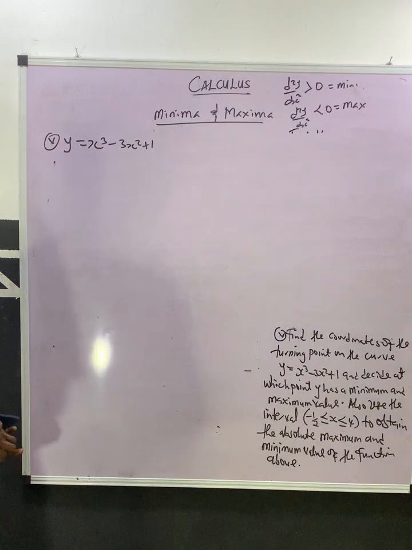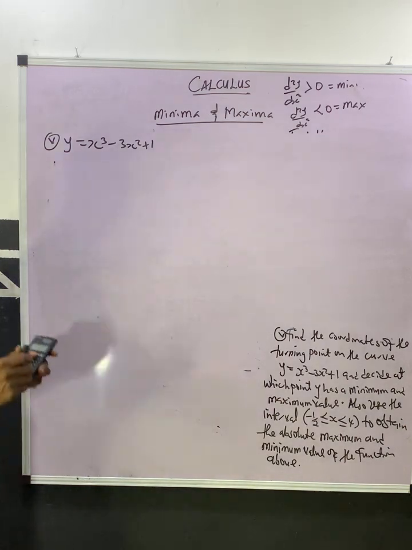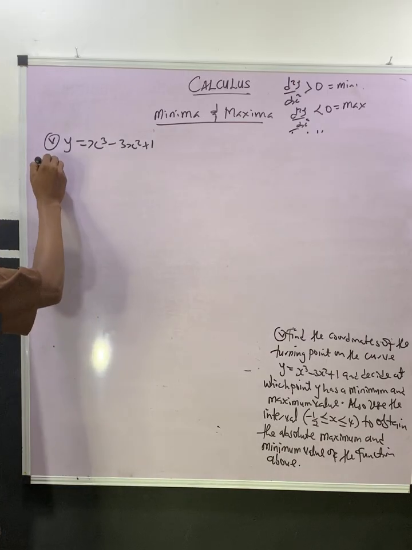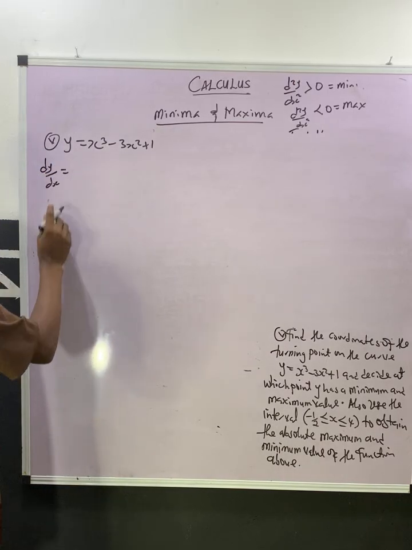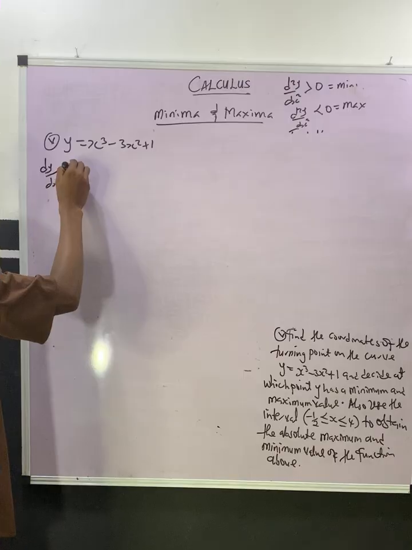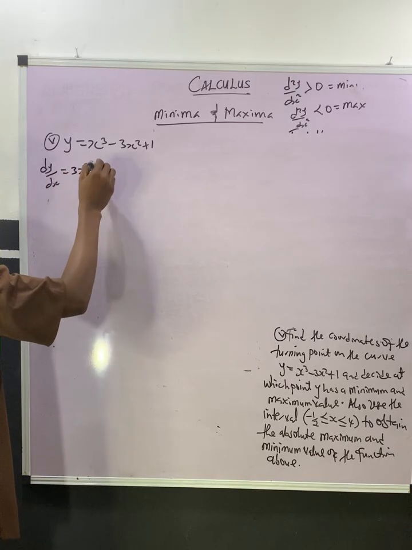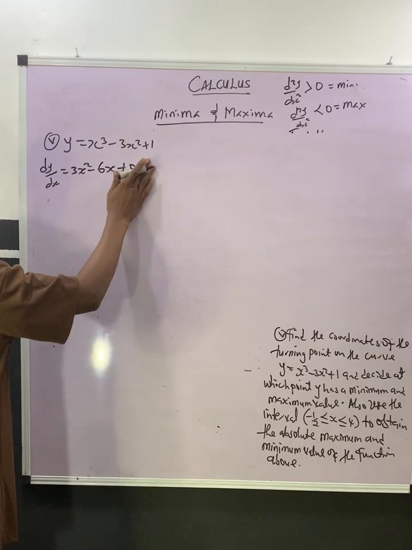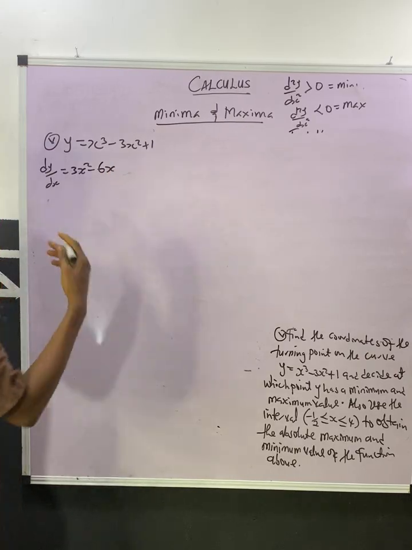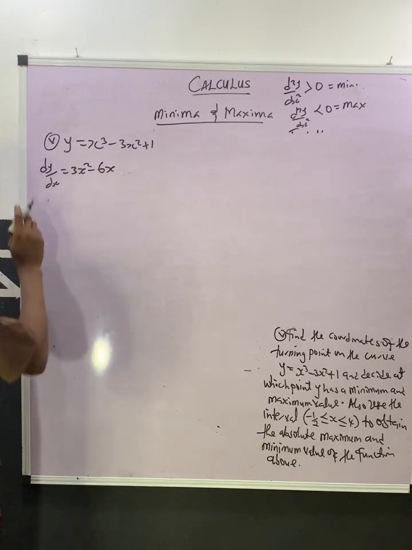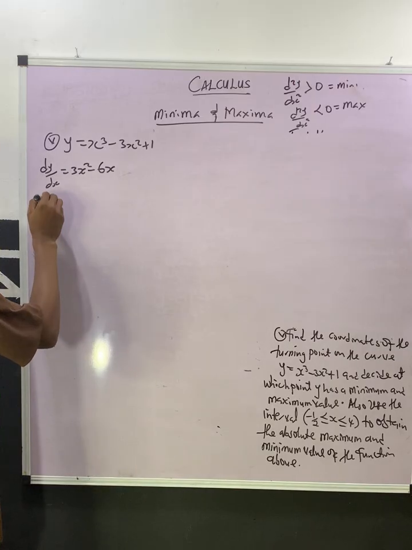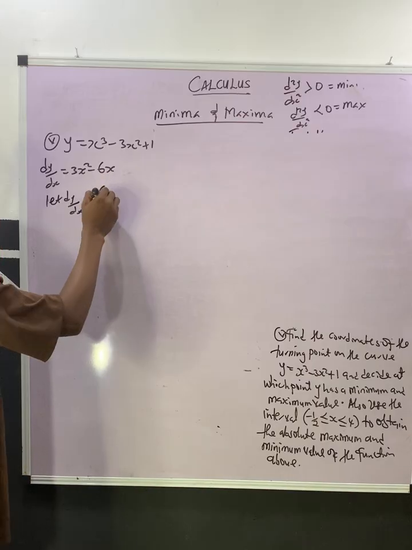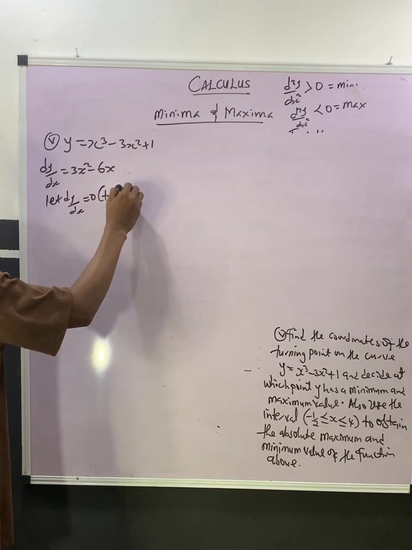First of all, you have to look for your minimum and maximum value for y first. How do you do that? You differentiate. So our dy/dx is equal to, if I differentiate x cubed, we have 3x squared, then minus 6x, then plus 0. Remember, if you differentiate 1, it is 0. So what do you do? You make this the turning point. How do you do that? You say let dy/dx equal 0. So that's the turning point.